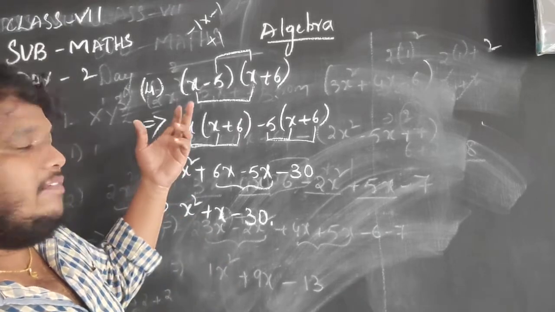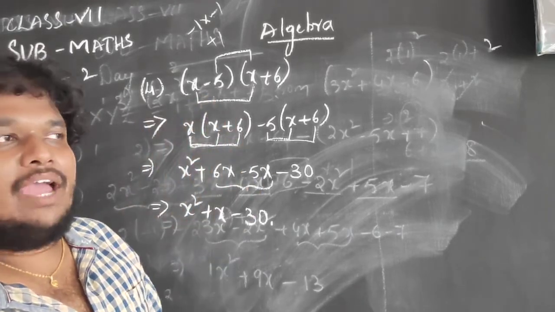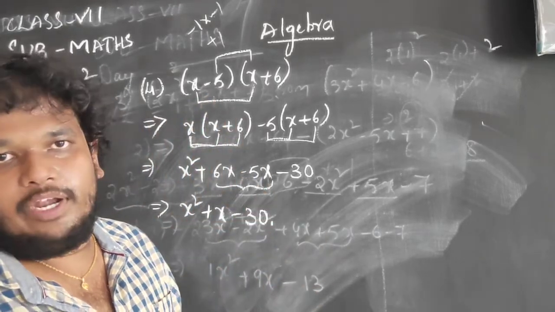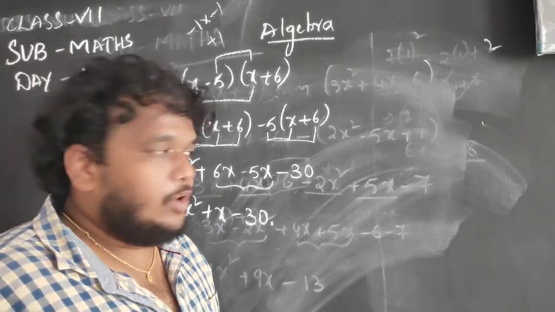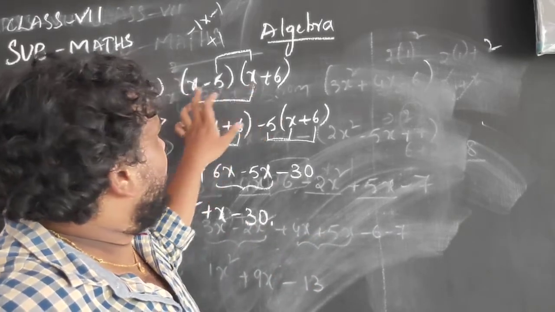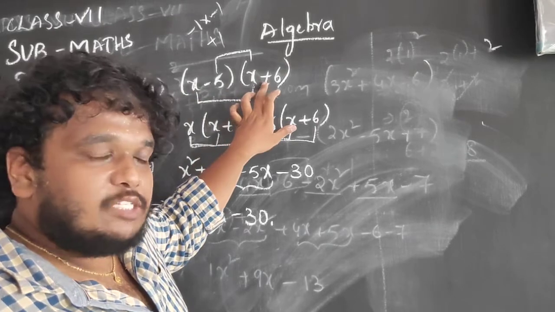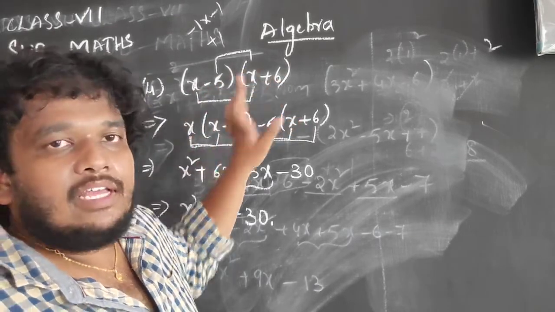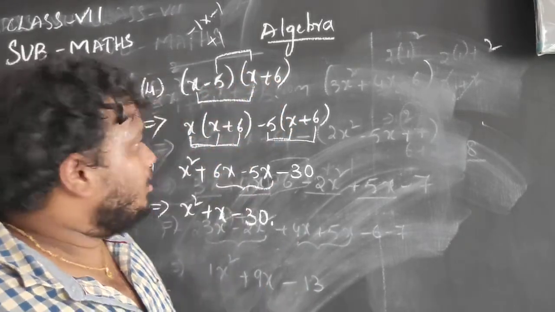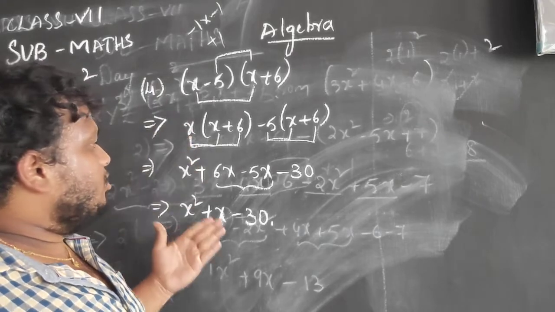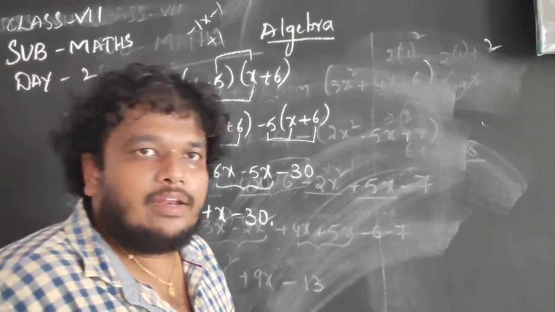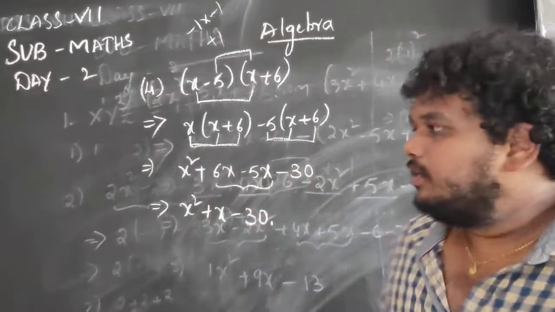Whenever you are doing multiplication, you have to go with the distributive property. You have to remember your distributive property. That is, x, you have to multiply with the second expression, and minus 5 with the second expression. Is it clear? Then you have to multiply and solve the problem. Is it clear for everyone? Yes. Okay.